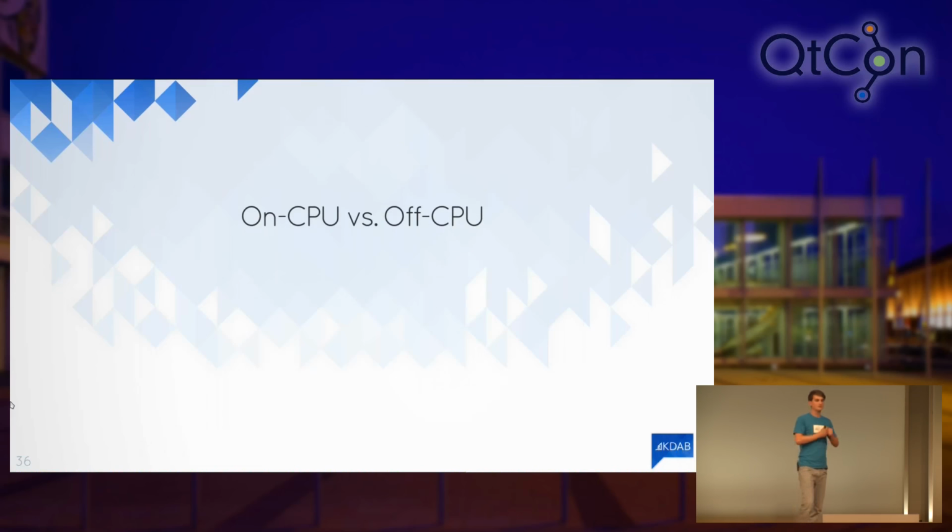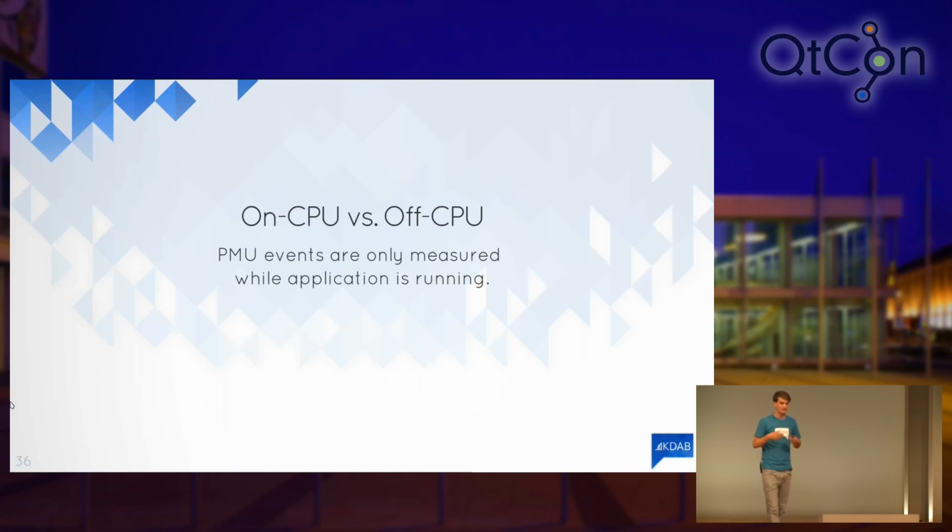Okay, this was all about CPU profiling. How do we do off-CPU profiling? So how do we measure something when the scheduler pulls your application and puts it to sleep? Because then the performance monitoring unit will not run or record events for your application. So this is really crucial for you to measure I/O time or sleep time and these kind of things.